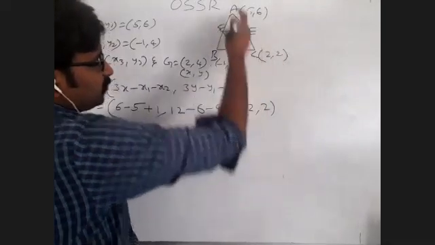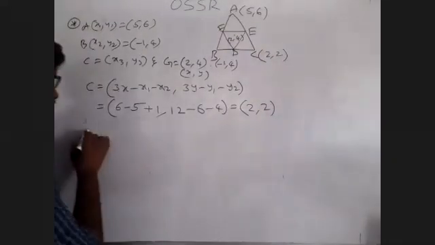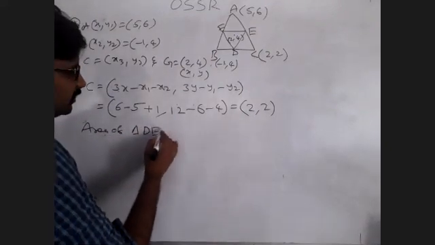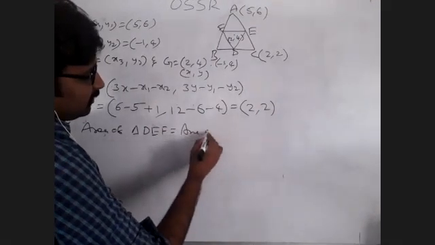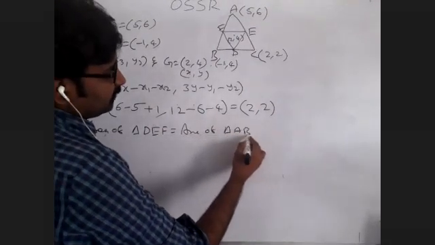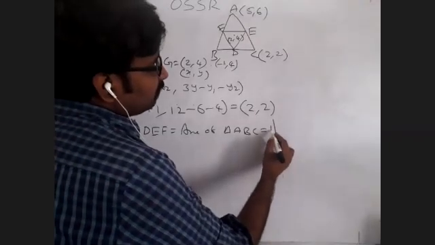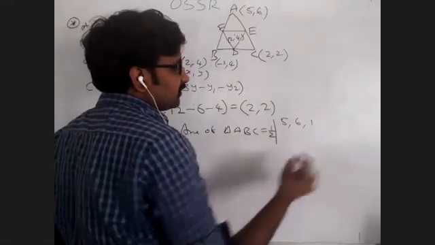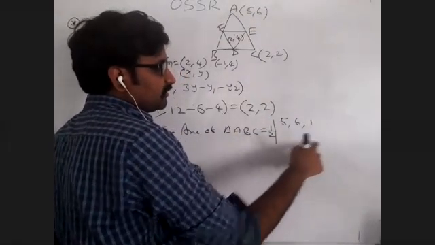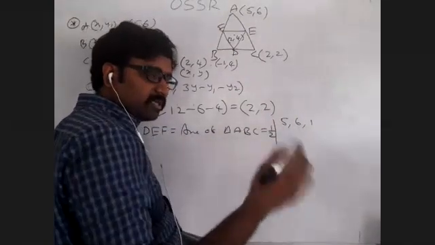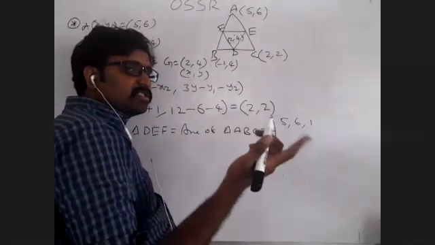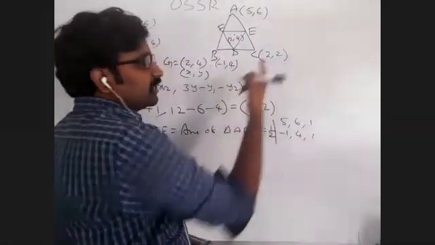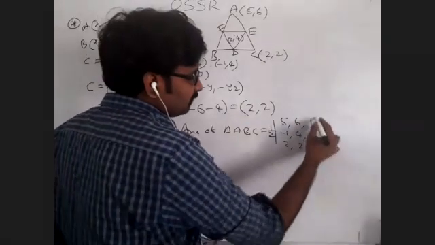C is (2, 2). Now you have A, B, C, and the area of triangle DEF is equal to one fourth of the area of triangle ABC, which is one half mod of the determinant of the 3 vertices: x1 y1 1, x2 y2 1, x3 y3 1, or you can use the other formula, as you wish. The rows are 5, 6, 1, then minus 1, 4, 1, and the third point 2, 2, 1.